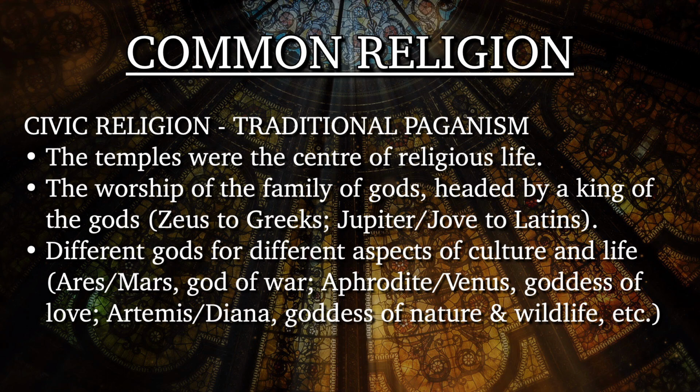And then you had different gods that were part of this family that were responsible for all manners of different parts of life. You had Ares to the Greeks, known as Mars to the Romans, who was the god of war. You would have Aphrodite to the Greeks, known as Venus to the Romans, who was the goddess of, among other things, love. Artemis to the Greeks, known as Diana to the Romans, the goddess of, among other things, nature and wildlife.